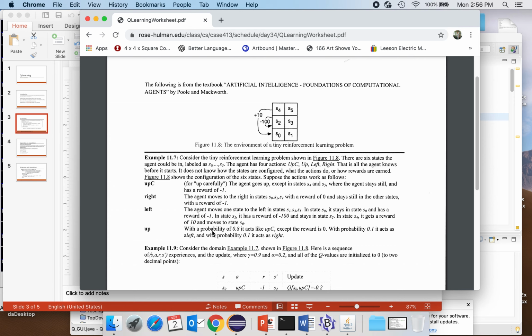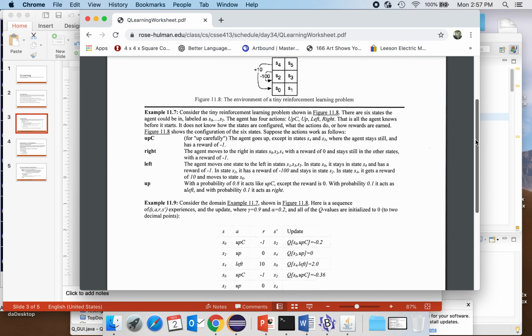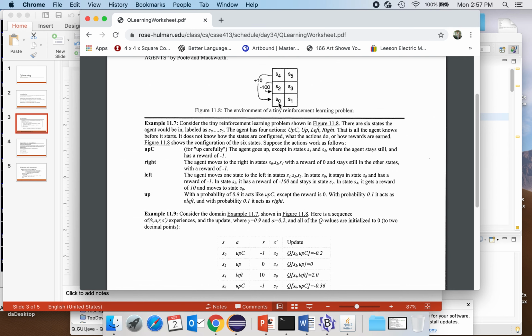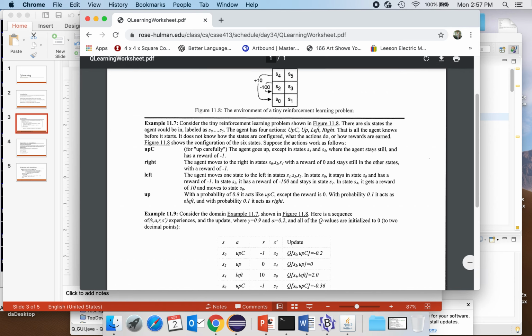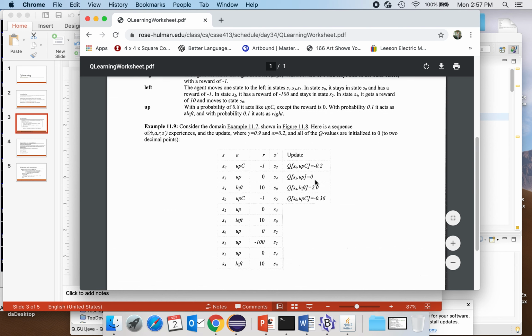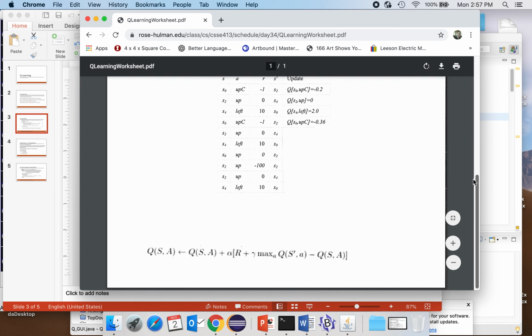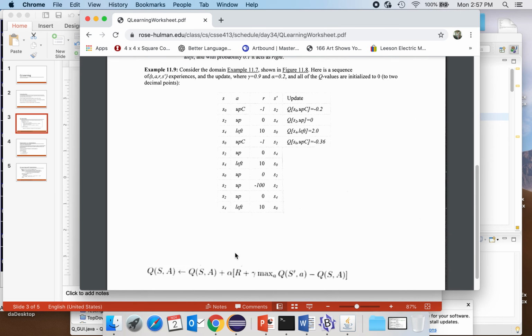Up. So here we have a stochastic transition function. With 0.8, it behaves just like up C, except the reward is 0. And with probability 0.1, it acts as a left, or with the other 0.1, it acts as a right. So let's go through a pretend trace of this environment. We'll start in S0, and let me do up C. Again, this is a book exercise, so obviously they made something up. The key thing is we want to understand how we calculate the Q function here, for state-action pairs.